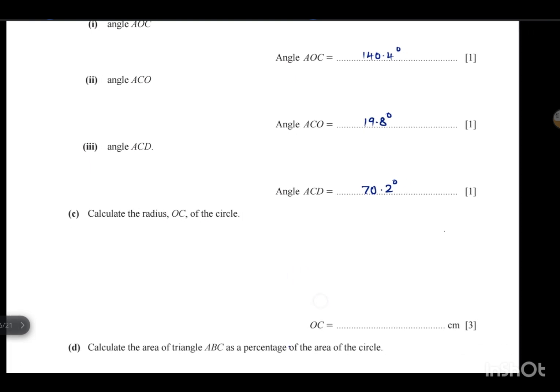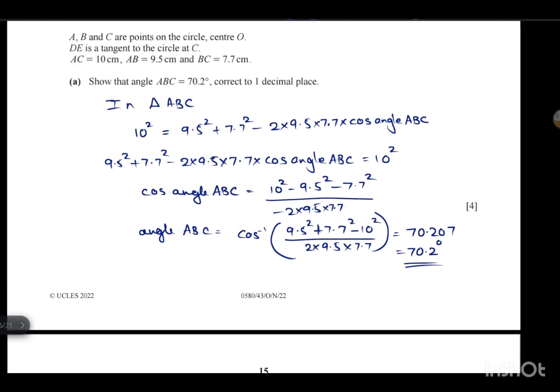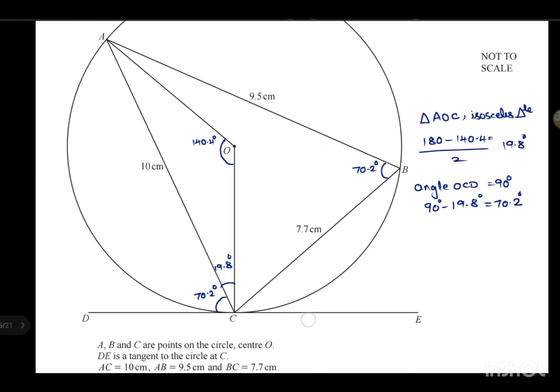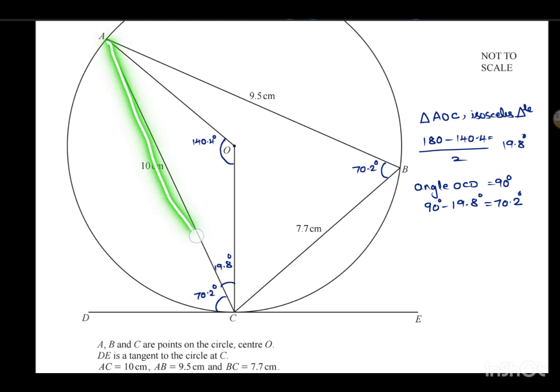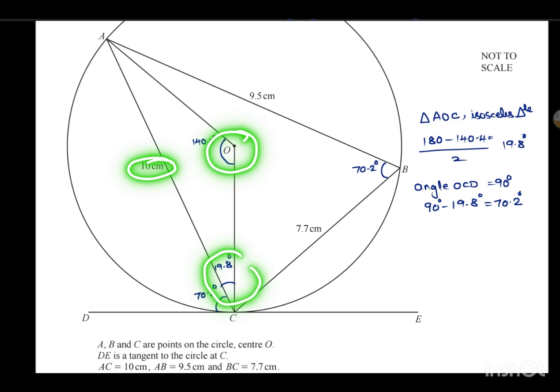Now question number C, calculate the radius OC of the circle. We have to find out the radius. So again let us see the diagram. Here in triangle AOC, we can use the sine rule. One of the sides we know, and the opposite angle we know, and using this angle, because this is also the same angle, you can find the side opposite to it. This is the radius. Okay, we'll use the sine rule.